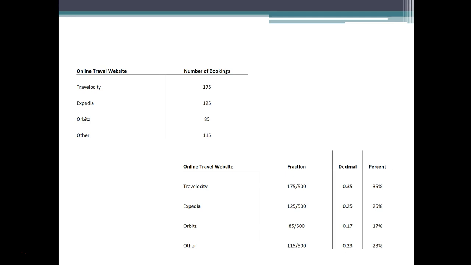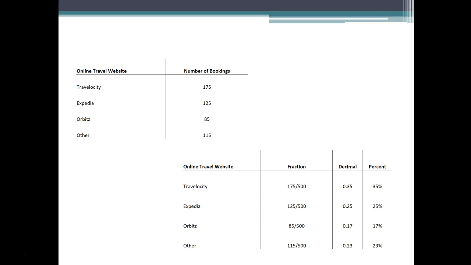For example, let's say we have a poll where they looked at online travel websites and how many bookings had been placed within a certain time period. Within this certain time period, Travelocity had 175 bookings, Expedia had 125, Orbitz had 85, and then other websites had 115 combined. And we're interested in making a circle graph to reflect this information on the bookings.